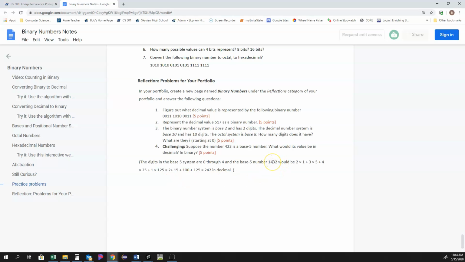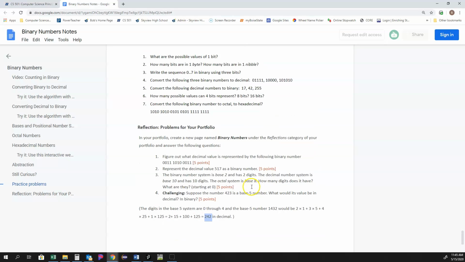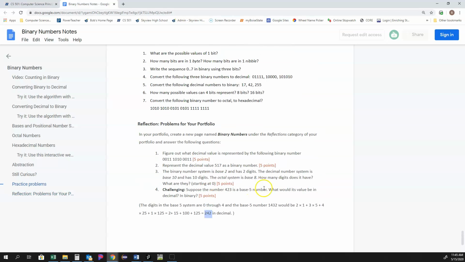So taking your base 5 number and converting it to decimal, that might help you with this challenging question number 4. All right, if you have any questions about conversions or binary or octal or hexadecimal, shoot me an email and we can work on that together.